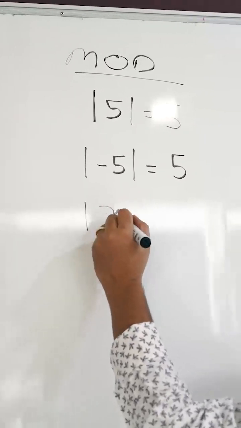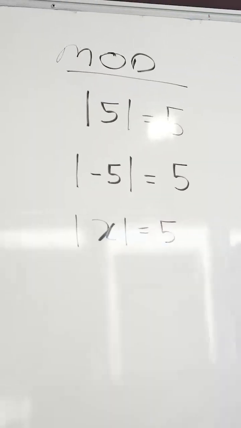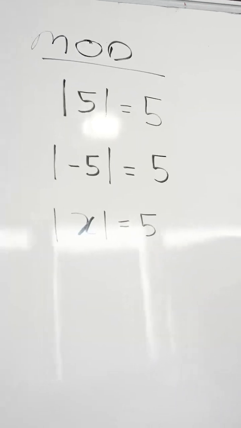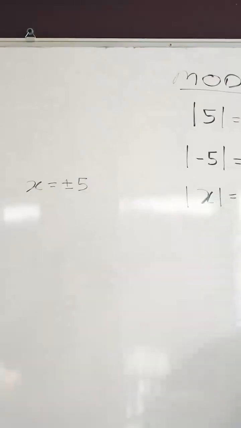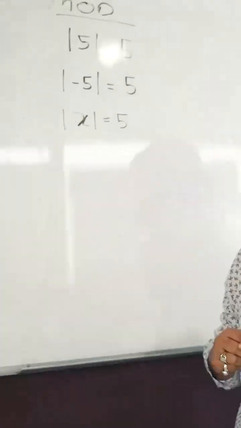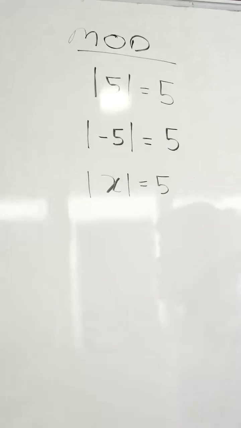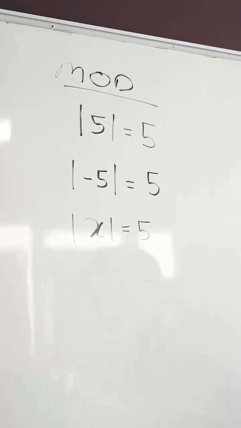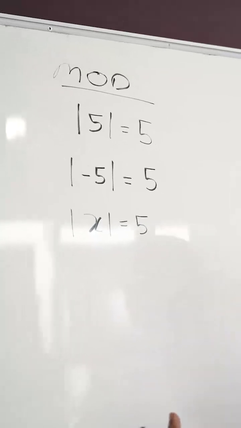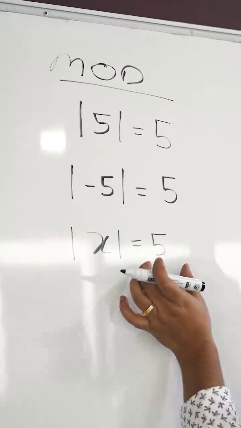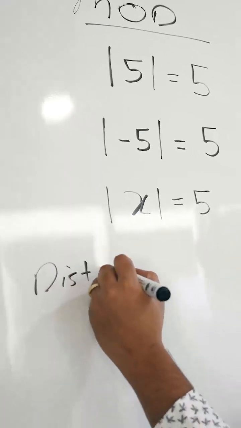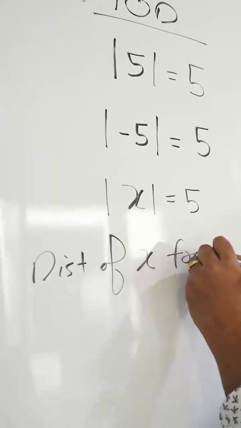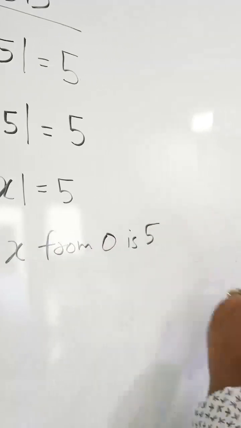Now, for example, if I say mod of x is equal to 5, what does that tell me about x? Now, x has two possible values, which is plus 5 and minus 5. So what is the main question here? The main question is, why does it happen? Why when something negative goes inside the mod, it comes out to be positive? So let's understand, what does modulus actually signify? When I say mod of x is equal to 5, that actually represents the distance of x from 0 on the number line, which is 5.